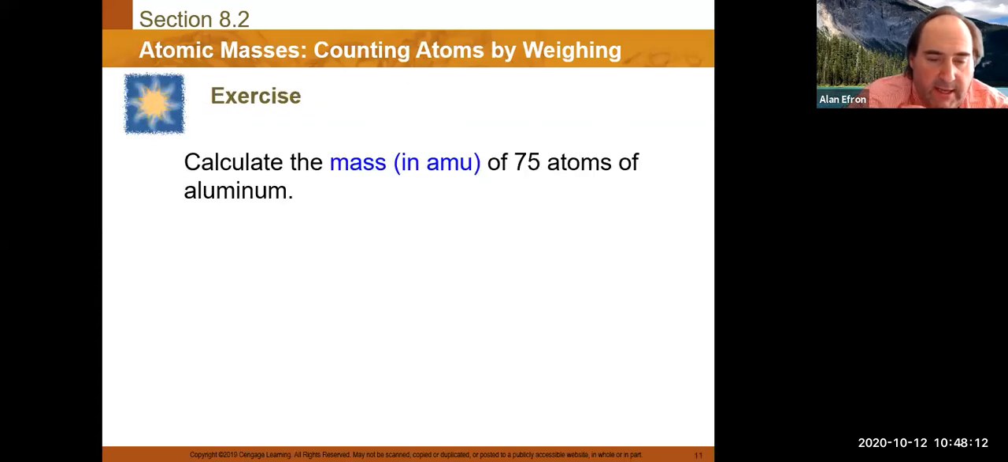So I want you to try to calculate the mass of 75 atoms of aluminum. And in case you don't have a periodic table near you, if you look at aluminum, it looks something like this.